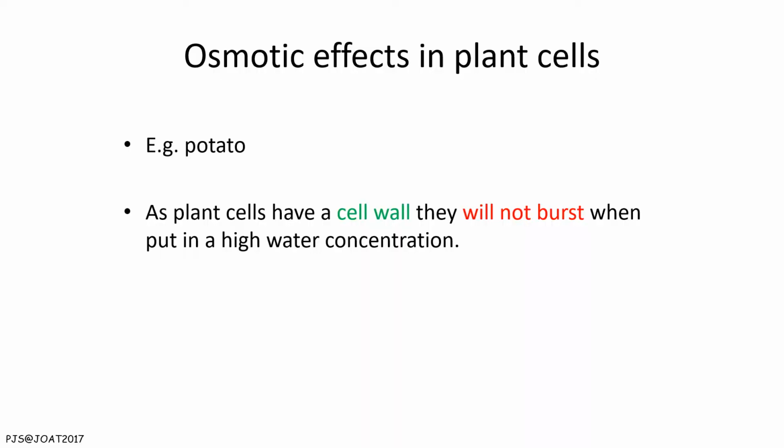So the osmotic effect in plant cells is similar to what happened in the animal cell. For example, we've just talked about the potato, but plant cells have a cell wall, so they will not burst when they're put in high water concentration, whereas animal cells do burst. When we put our potato in that pure water, it got bigger, but it didn't burst.